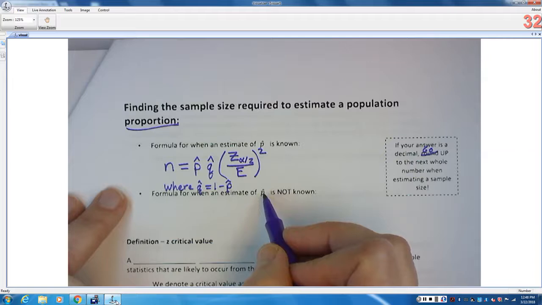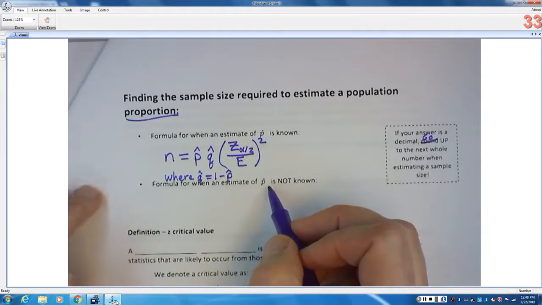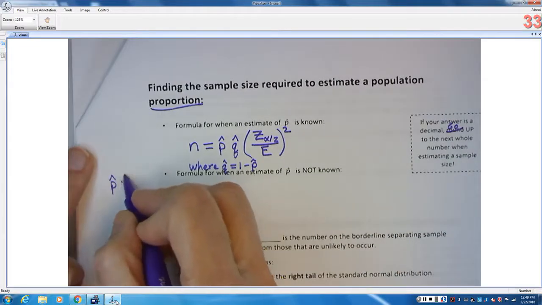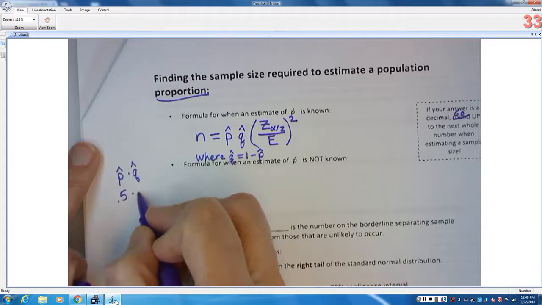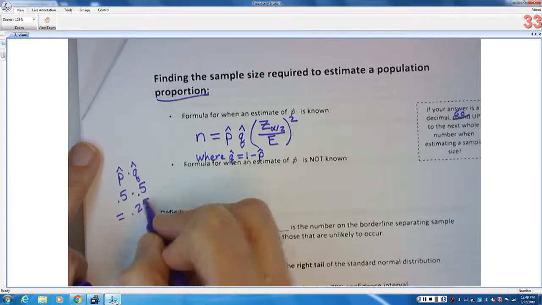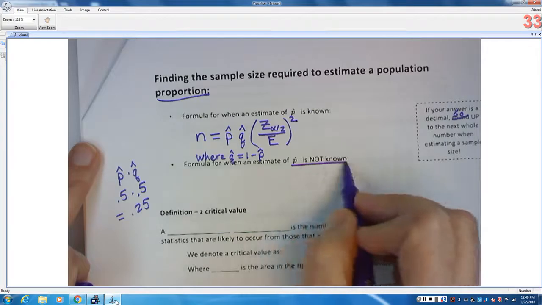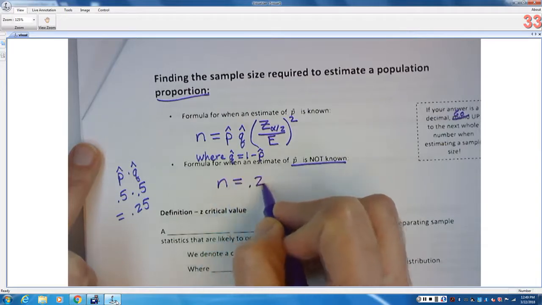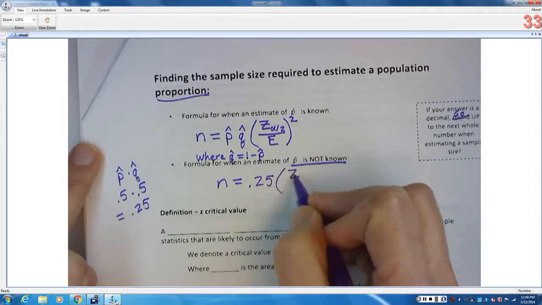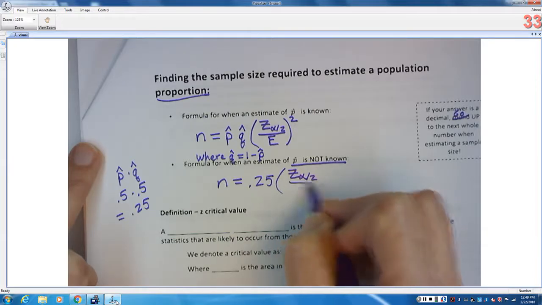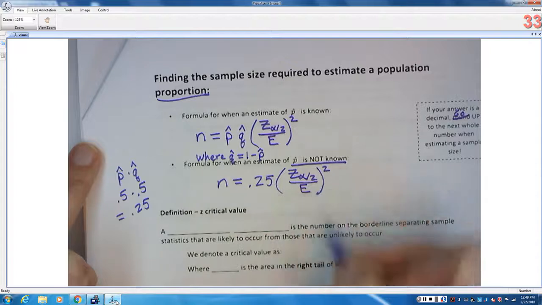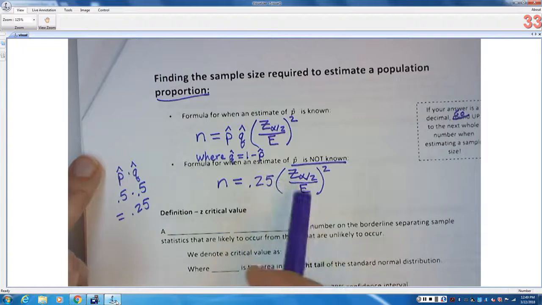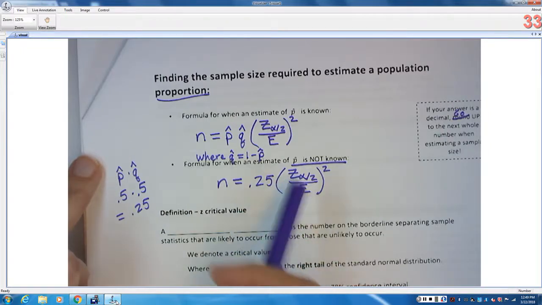When we don't have an estimate of P hat, then the most conservative estimate is 0.5, and P hat times Q hat, if P hat is 0.5, is 0.25. So when we don't know a sample proportion at all, we can use N equals 0.25 times the critical value, which I'm going to explain, divided by E, the margin of error, squared. And we find this critical value from the confidence level, and the problem gives us E. So we can, from just two things, we can find a sample size.